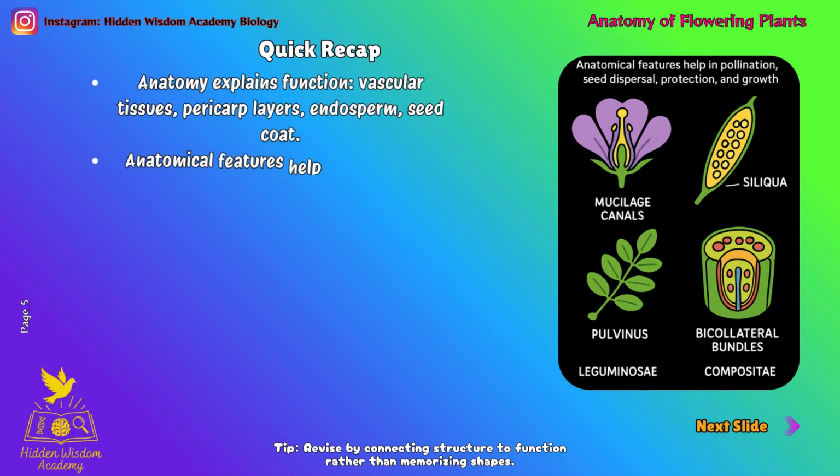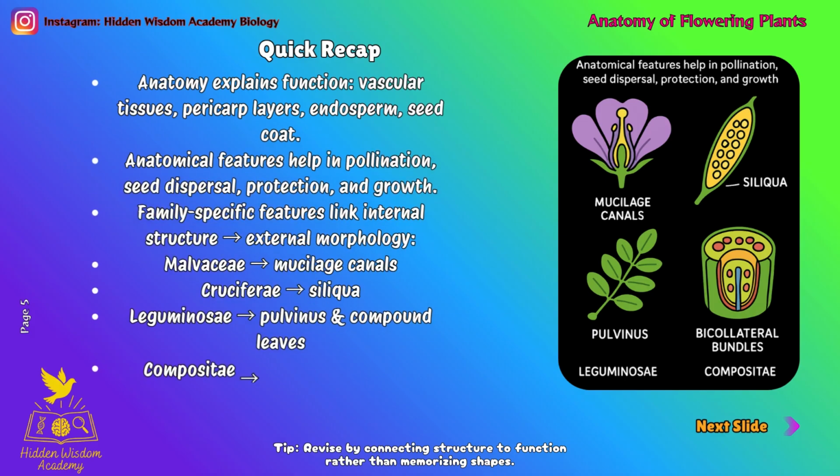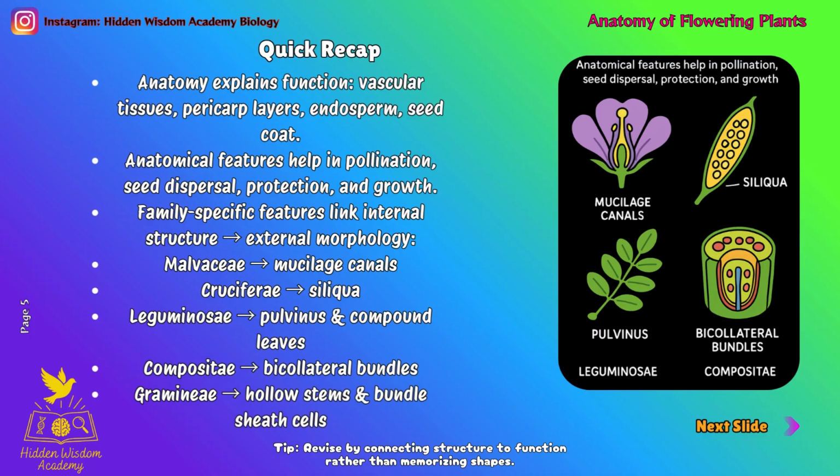Let's summarize what we learned. Anatomy is the key to understanding function in flowers, fruits, and seeds. Vascular tissues, pericarp layers, endosperm, and seed coats all have specific roles in supporting pollination, dispersal, protection, and growth. In major plant families, anatomy explains external features: mucilage canals in Malvaceae, siliqua in Cruciferae, pulvini and compound leaves in Leguminosae, bilateral bundles in Compositae, and hollow stems with bundle sheath cells in Gramineae.